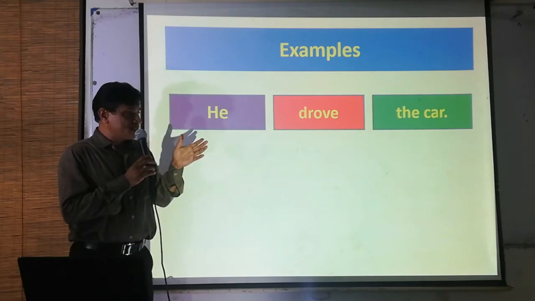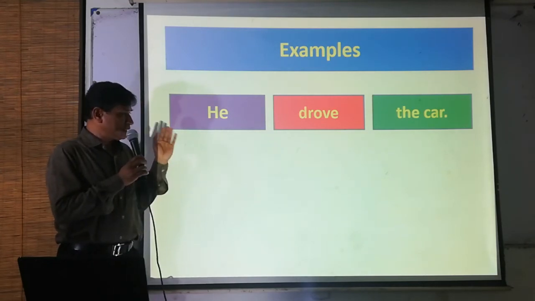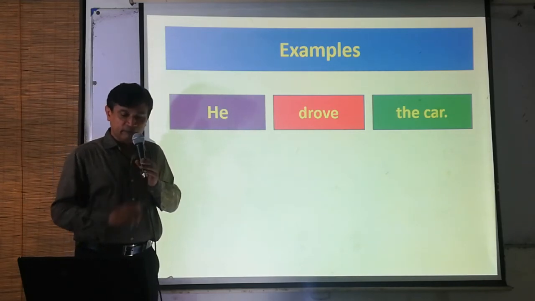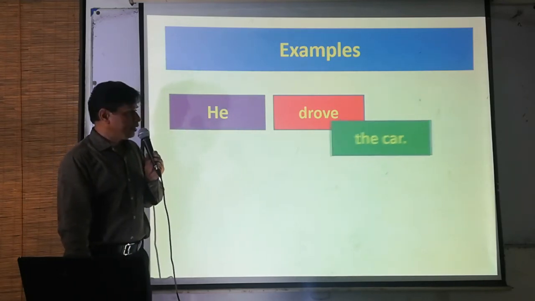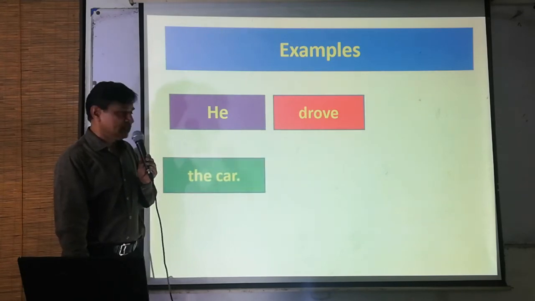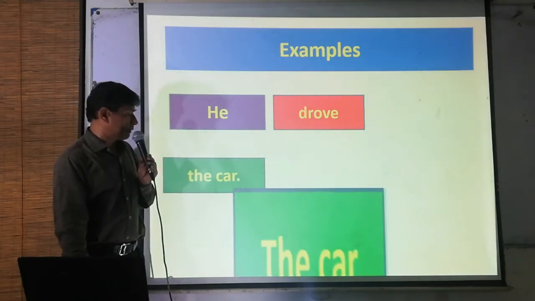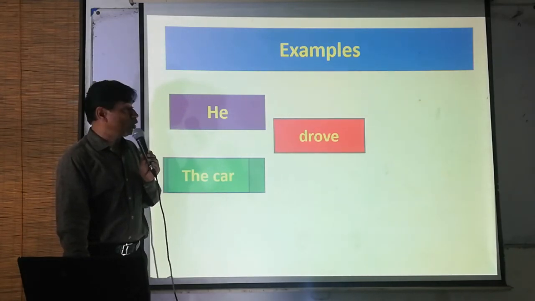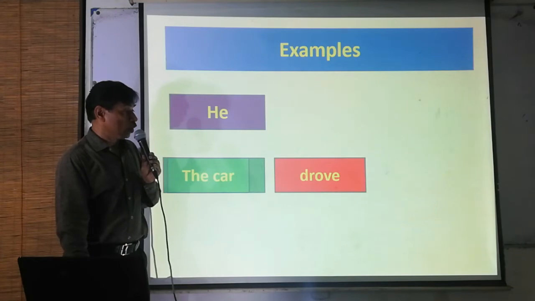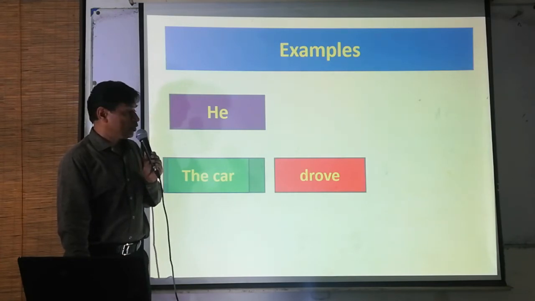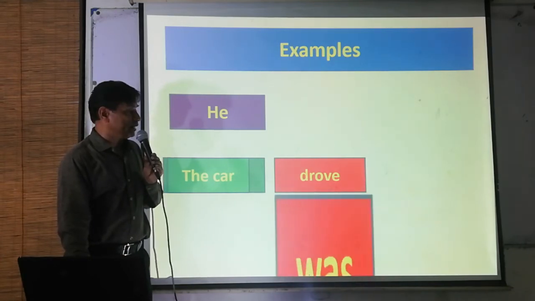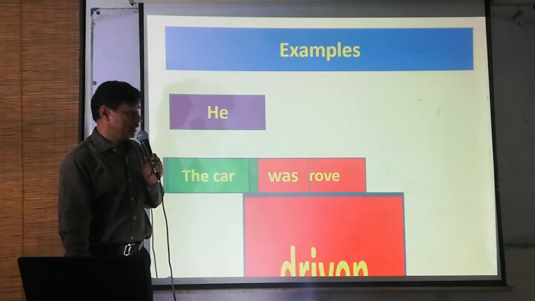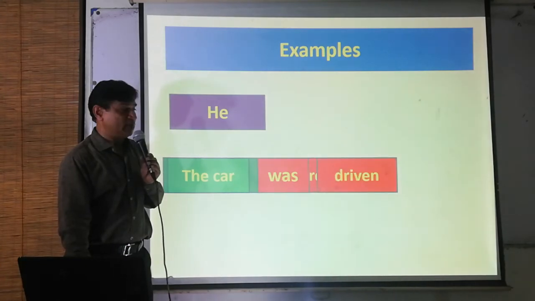Object comes to the front, subject goes to the back and verb comes down. First this is how it happens. Now the object came to the front, the car. Simple t becomes capital T. Drove is a simple past tense verb. It is divided into two parts. The helping verb is was and the main verb is the past participle form, driven.